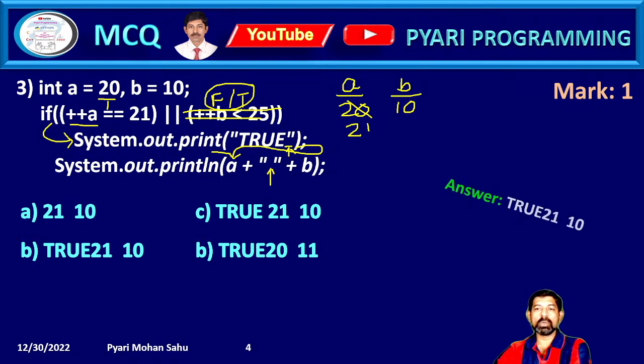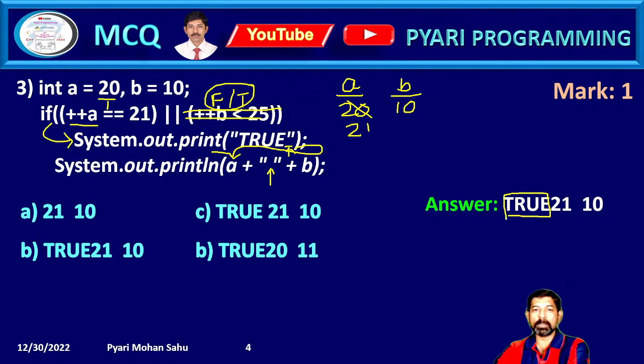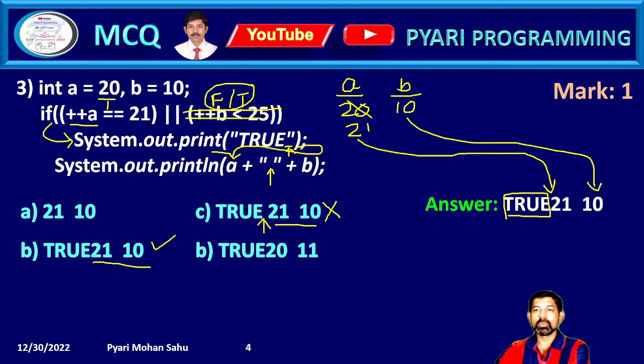So I'm showing you the answer. It will display true. Now there should not be any space, but in case of C there is a space. No doubt both are having 21 and 10, but here tactfully they have given a space. So that's why C cannot be your answer. B is your answer because A value is 21 and B value is 10. So be careful about the options that you're looking at.